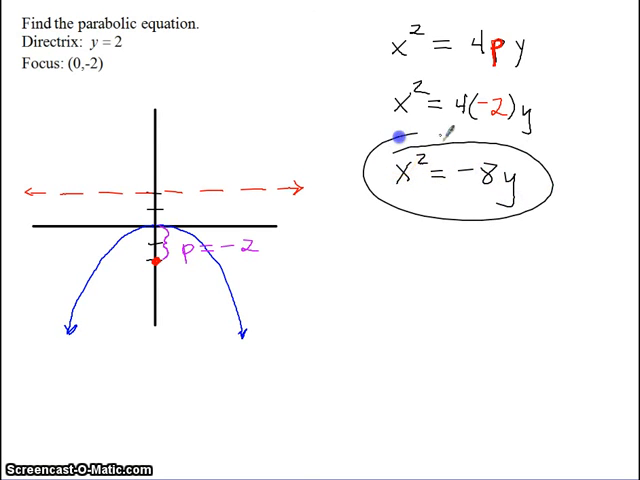And that's it. That's the equation of our parabola.